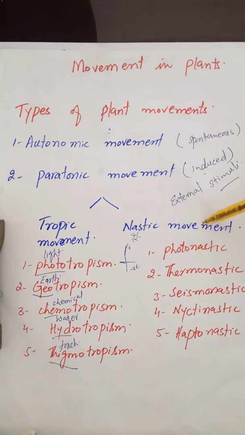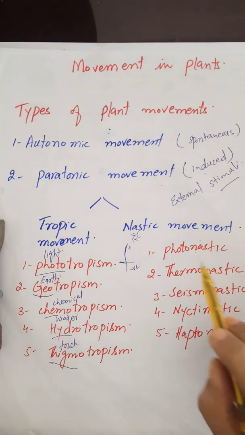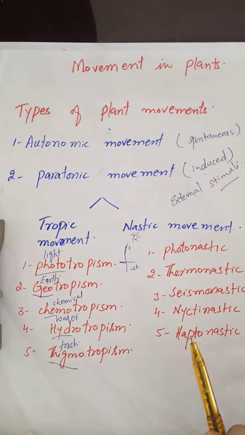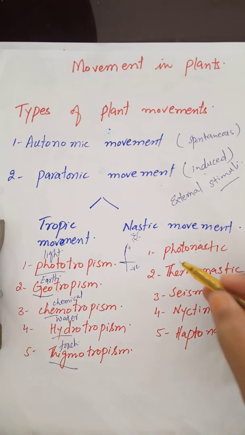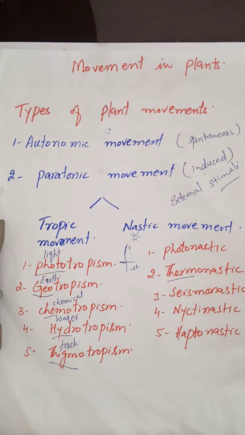Second is the nastic movements. Nastic movement can be divided into 5 more types: photonastic, thermonastic, seismonastic, nyctinastic and haptonastic. So first of all, photonastic. I already told you photo means light. Response of the plant towards the light is known as photonastic movement. Thermonastic. Response of plant to the temperature. Thermo stands for the temperature.